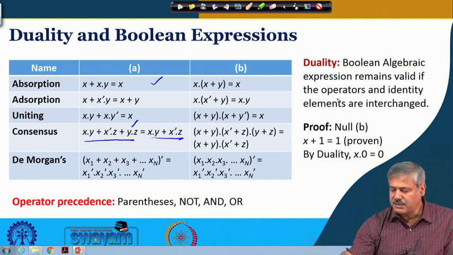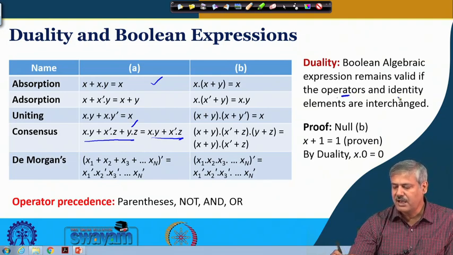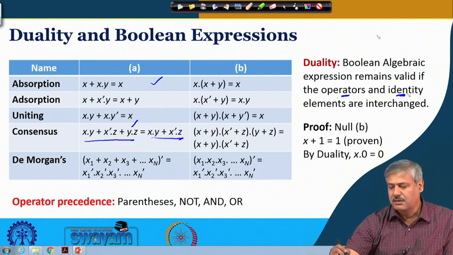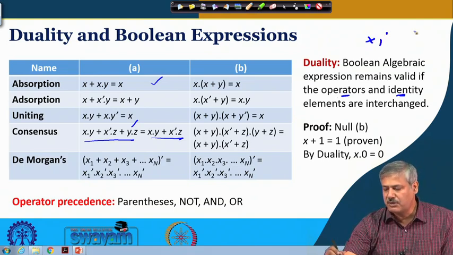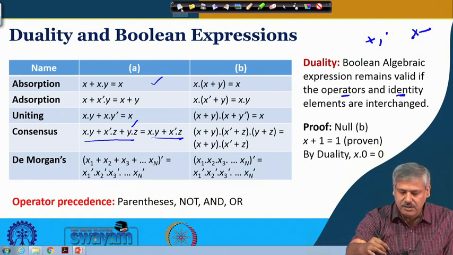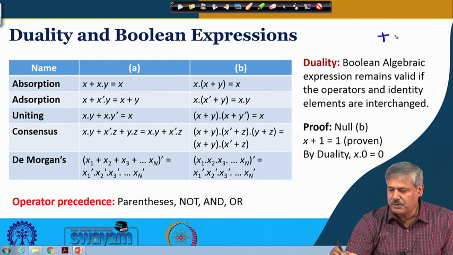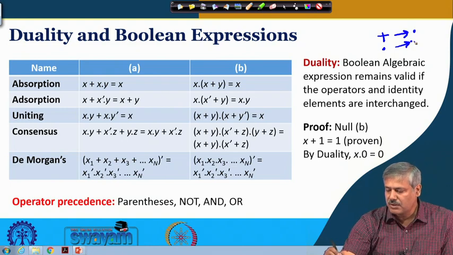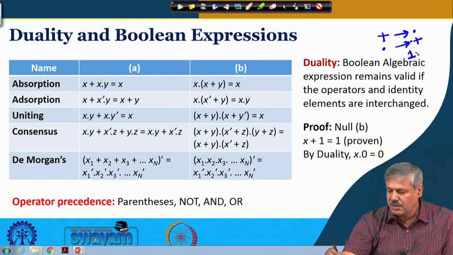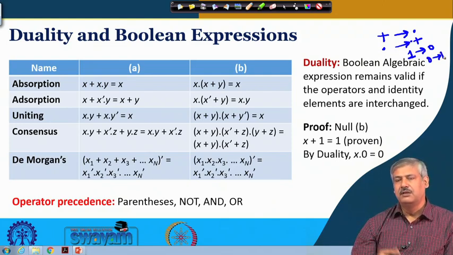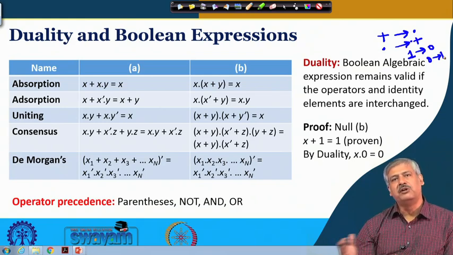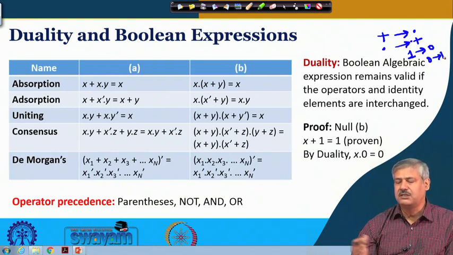That means operators and identity elements. So what are the operators? Operators are AND and OR, these are the two operators. So basically what you are telling by this is that you convert OR to AND and AND to OR, and identity elements 1 to 0 and 0 to 1 in any algebraic expression. You get an equivalent, I mean the resulting identity will remain valid. So that is what this duality theorem tells.